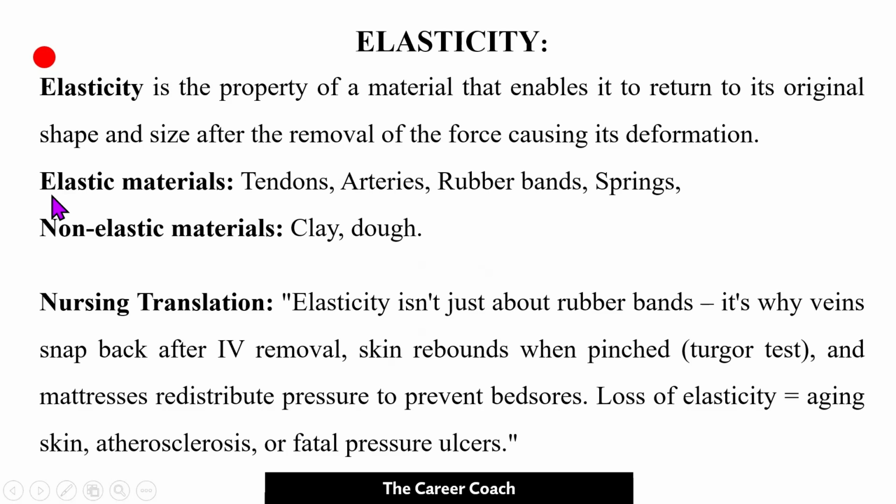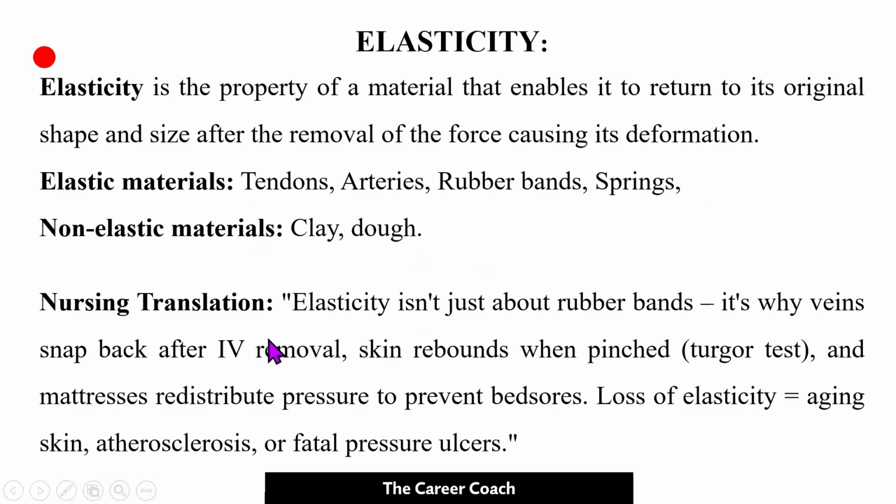What is an elastic material? Elastic materials, for instance tendons, arteries, rubber bands, and springs, allow returning to their original size after a temporary deformation. Non-elastic materials do not allow return, and they include clay, dough, etc.